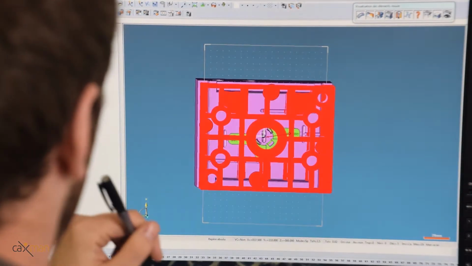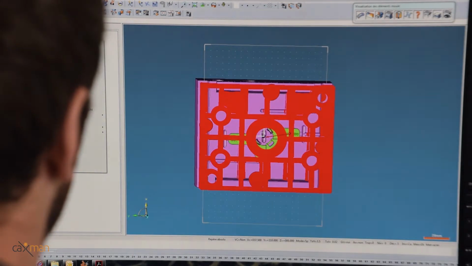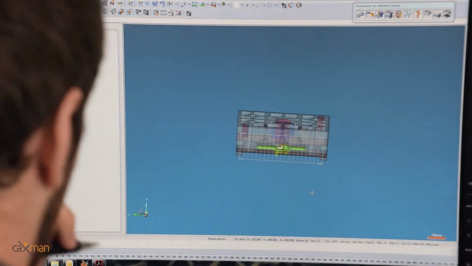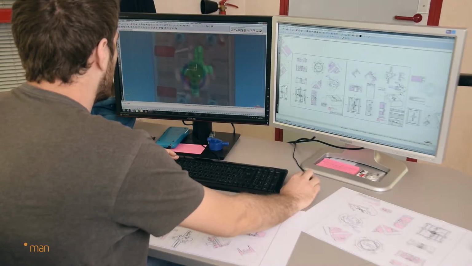The molds are first designed in 3D, then a plan for each part is prepared for the manufacturing. The design needs to include the perfect kinematics to unmold the plastic part and the environment in which the mold will operate.